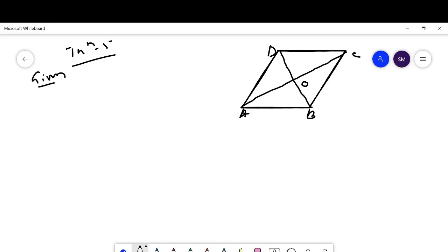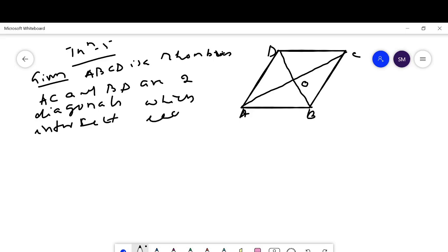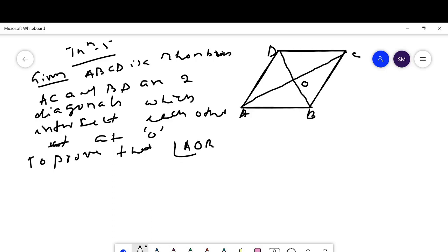Here, given: ABCD is a rhombus, and AC and BD are two diagonals which intersect each other at O. Then to prove that they intersect at right angles, we have to prove that angle AOB is equal to angle BOC is equal to angle COD is equal to angle AOD is equal to a right angle. Proof.